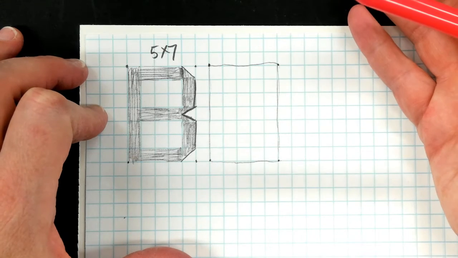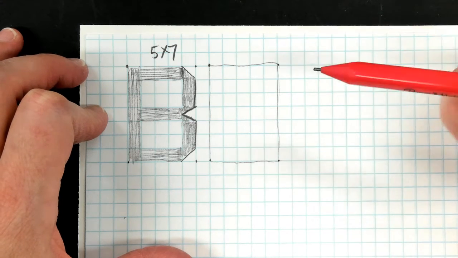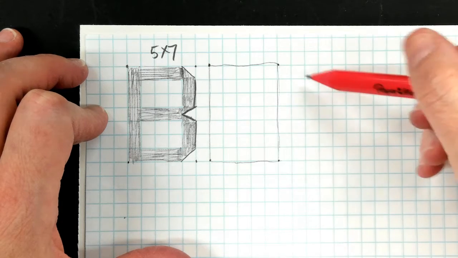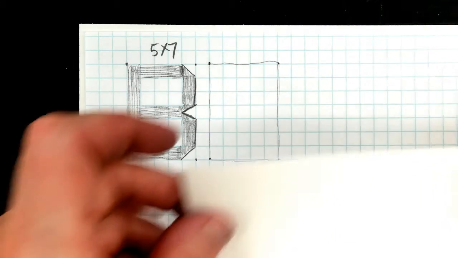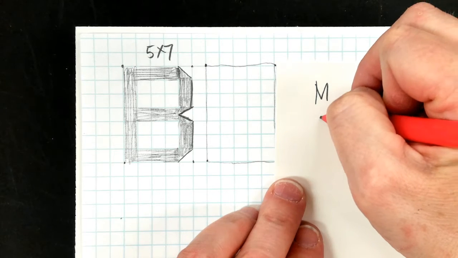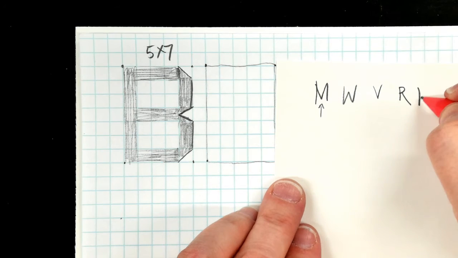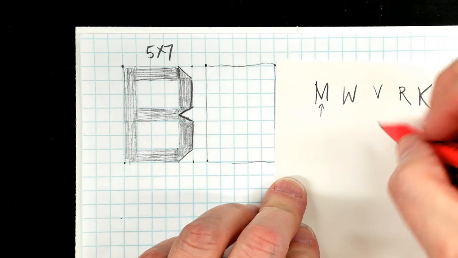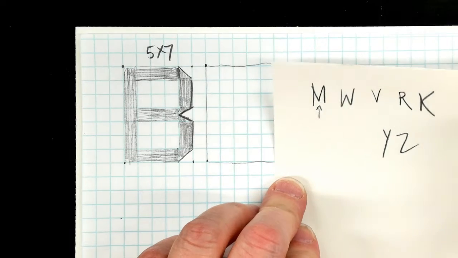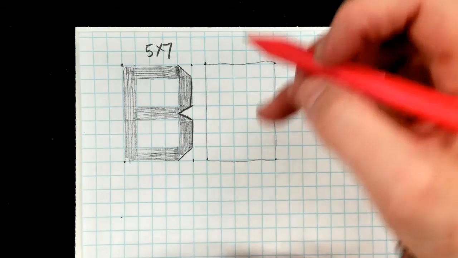So let's say you have an N in your name, or a K, an R, a V, anything that has a diagonal line in it. An M has those two diagonal lines in the middle. W, V, R has that leg, a K, Y, Z. I'm sure there's more, but any of those that have diagonals in them are the ones we're talking about right now. So I'm going to do an N, because that seems to be a fairly common letter in people's names.